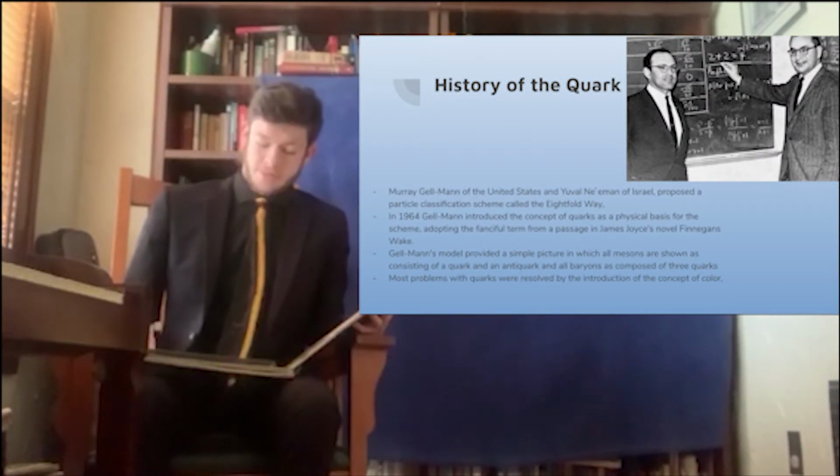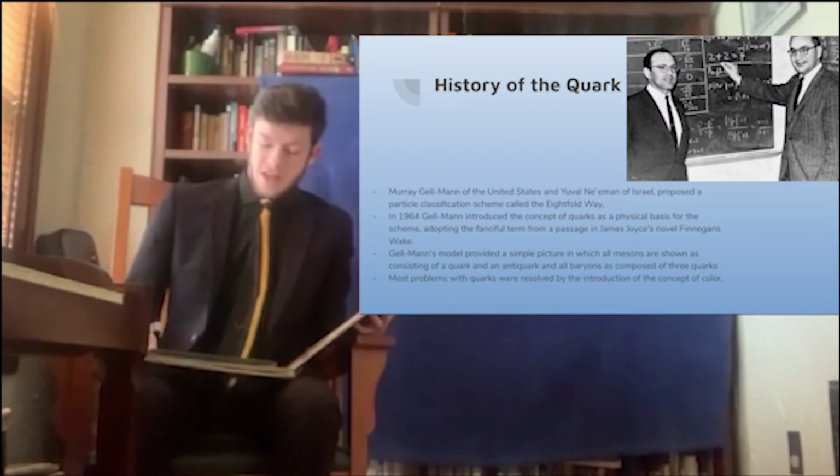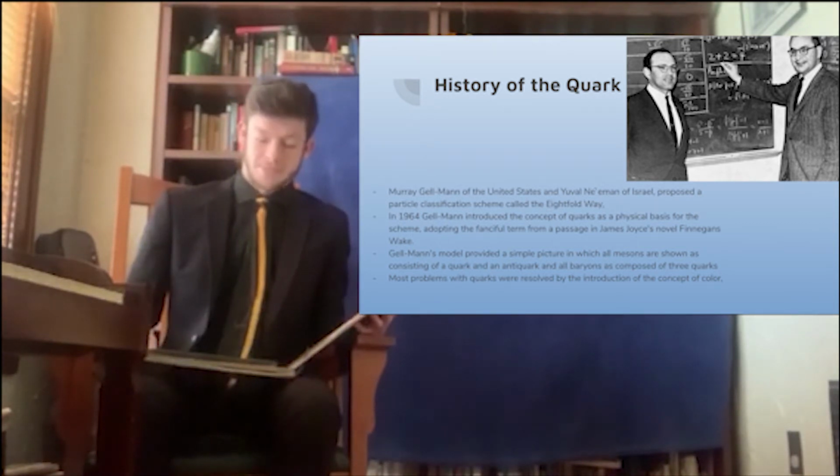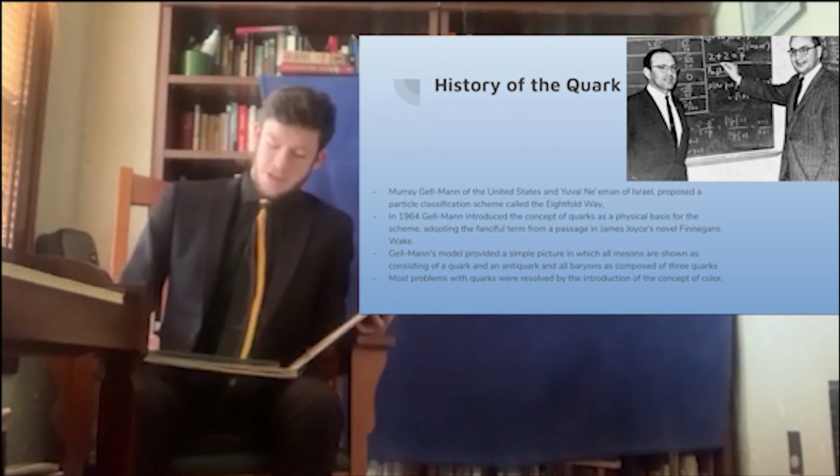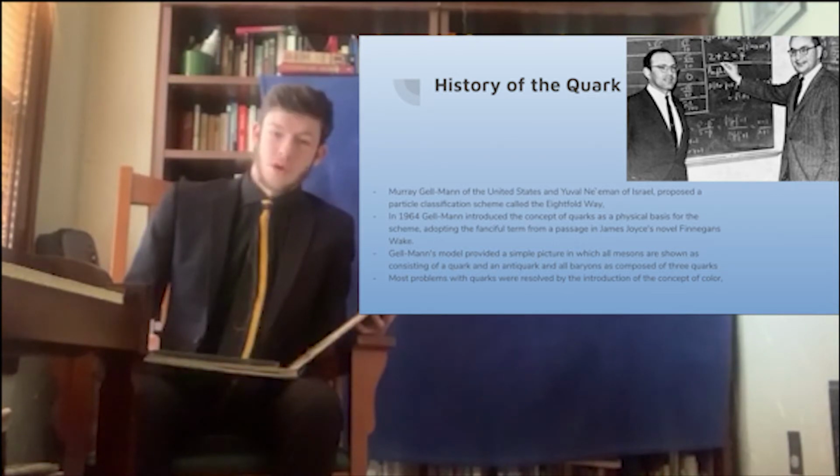Murray Gell-Mann of the United States and Yuval Ne'eman of Israel proposed a particle classification scheme called the Eightfold Way. In 1964, Gell-Mann introduced the concept as a physical basis. Gell-Mann's model provided a simple picture in which all mesons are shown as consisting of a quark and an antiquark, and all baryons as composed of three quarks.